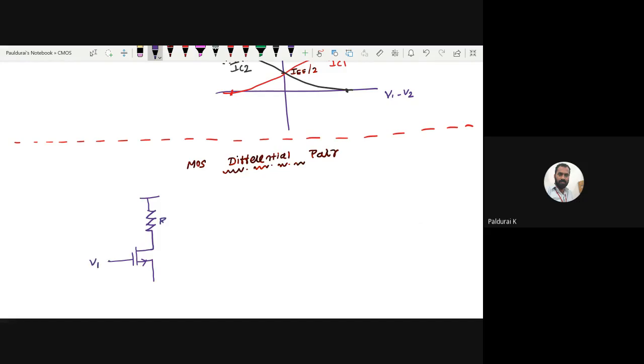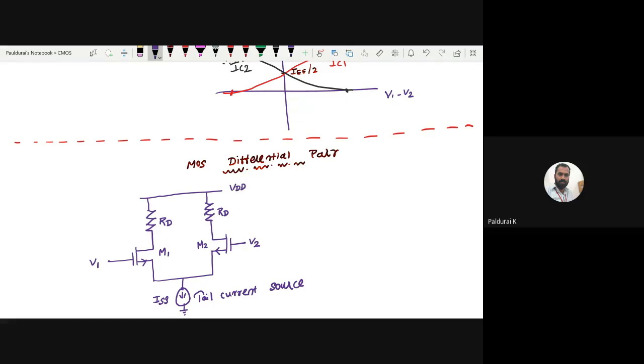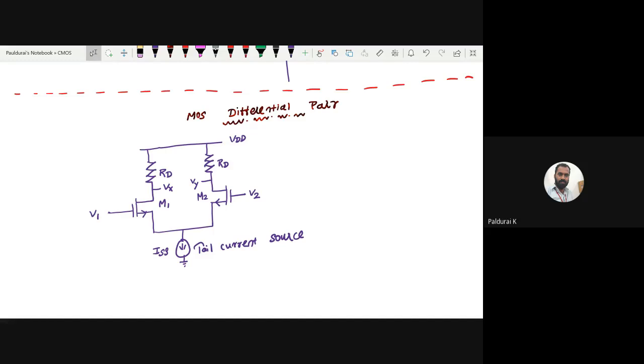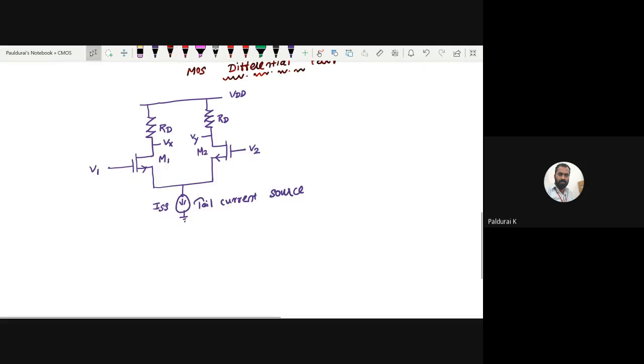Let me take this is V1, so this is RD. Take this is M1, MOSFET. Differential pair, so go with M2. So here you want to connect one tail current source. This time this name is ISS since it is connected at the source. Let me call this is V2. So it is NMOS. So symmetric, give the same name for both RD. And this is my VDD. And two inputs. This is my VX. This is my VY. So any difficulty in sketching a MOS differential pair?